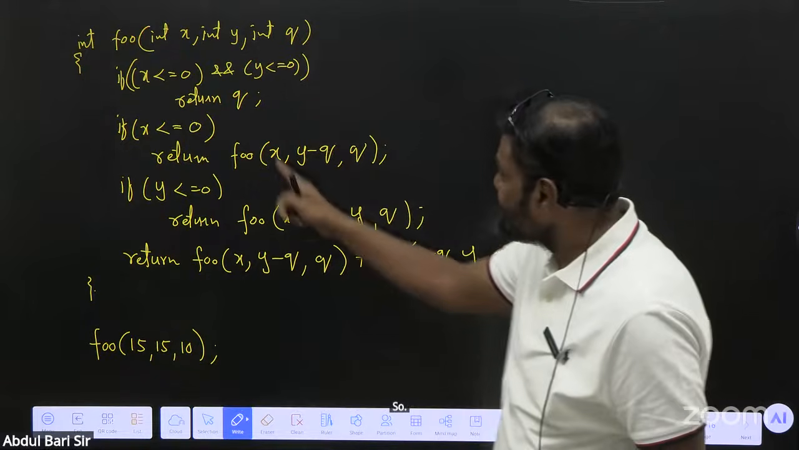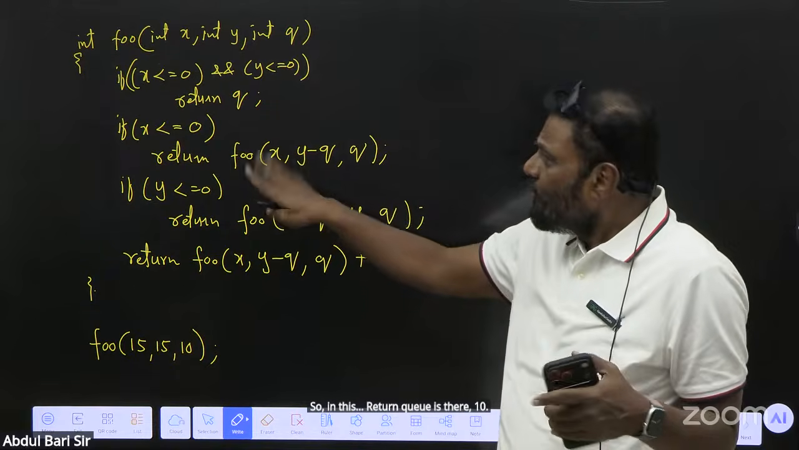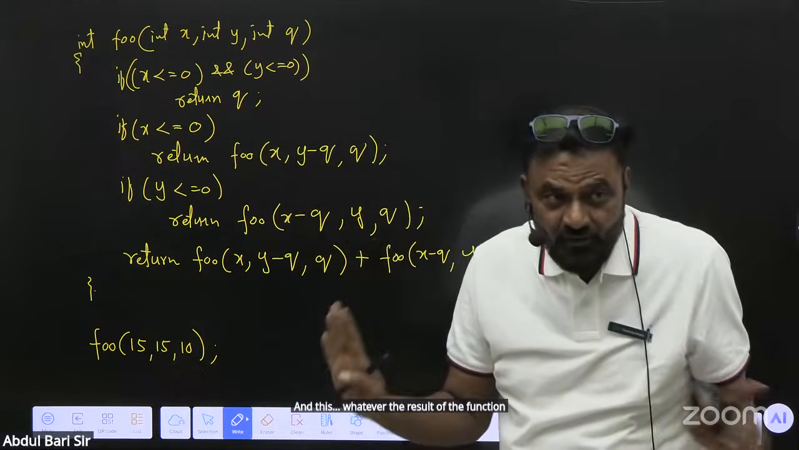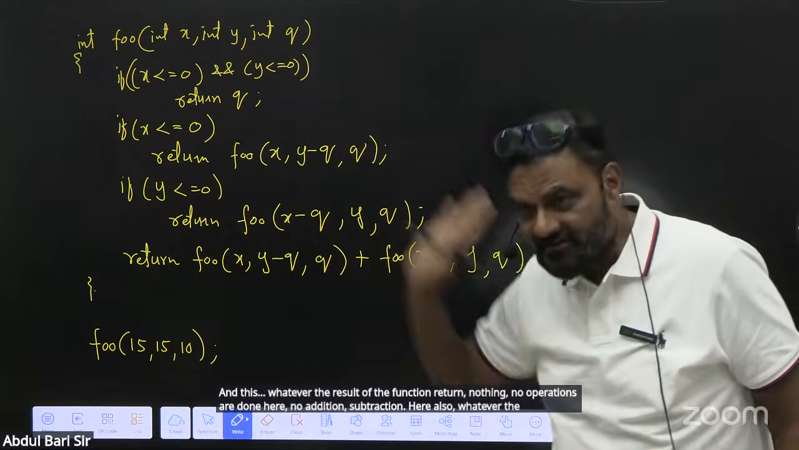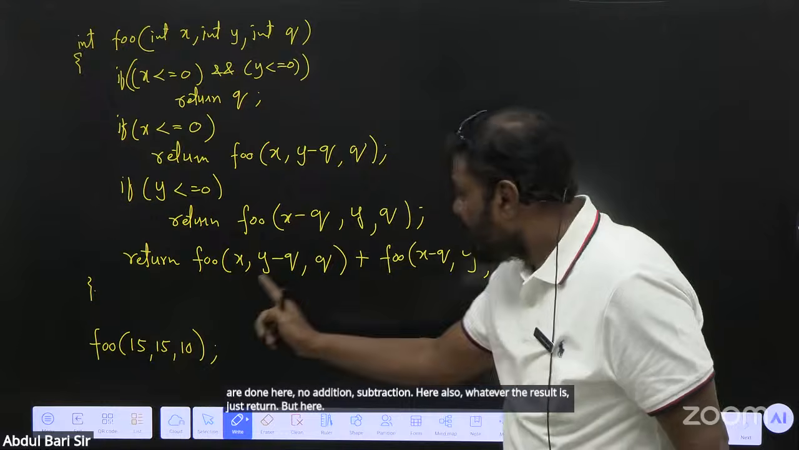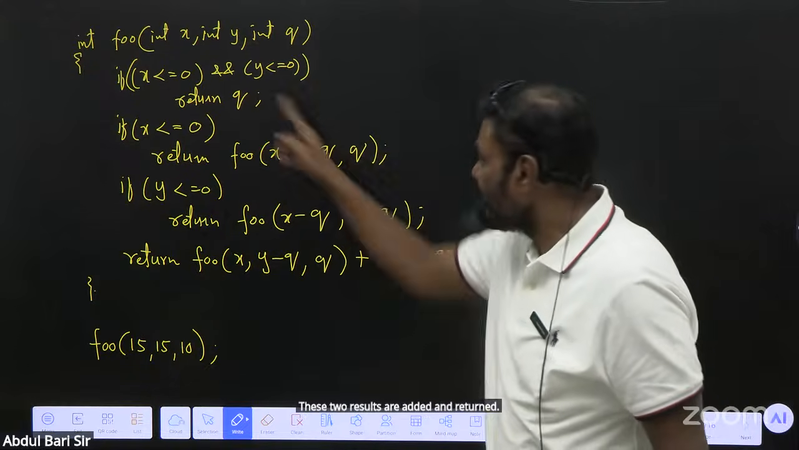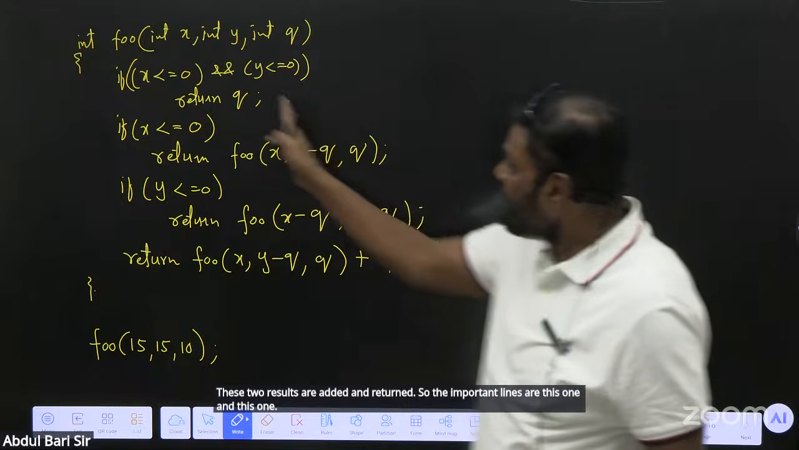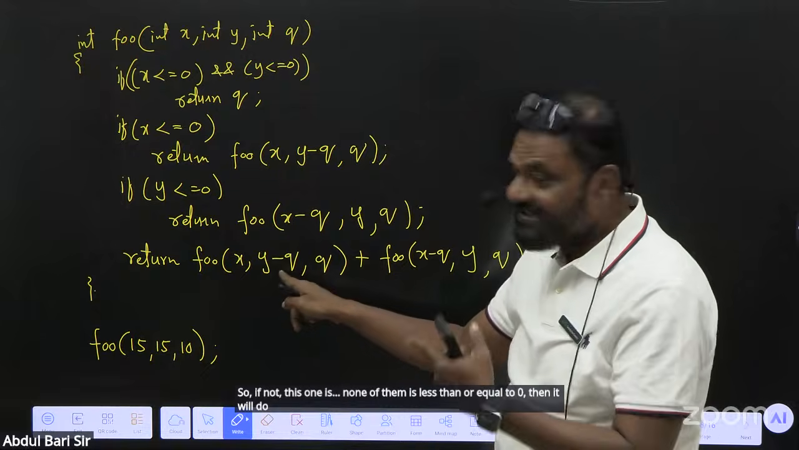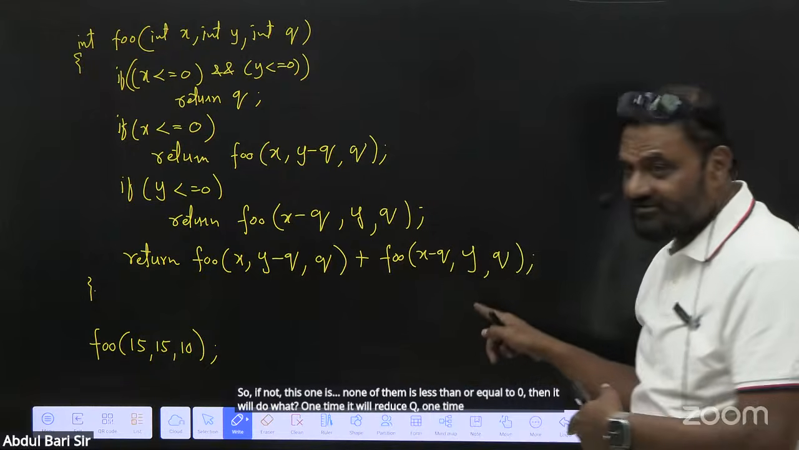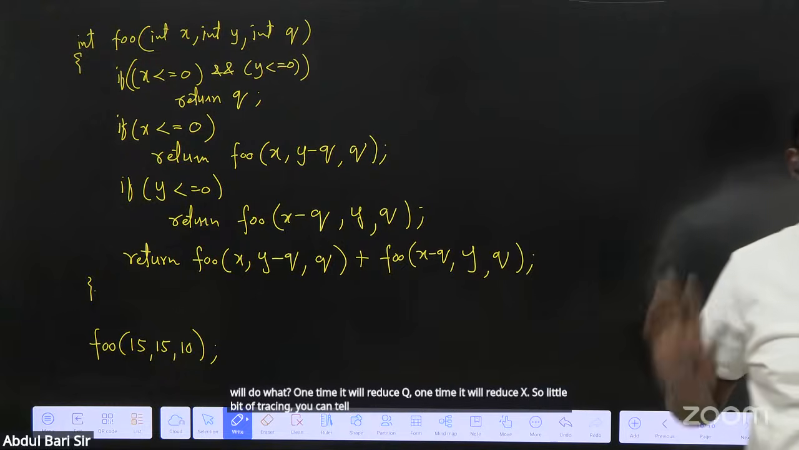So in this, return q is there, 10. In this, whatever the result of the function returns, no operations are done here, no addition, subtraction. Here also, whatever the result is, just return. But here, these two results are added and returned. So the important lines are this one and this one. If none of them is less than or equal to 0, then one time it will reduce q, one time it will reduce x. So with a little bit of tracing, you can tell the answer.